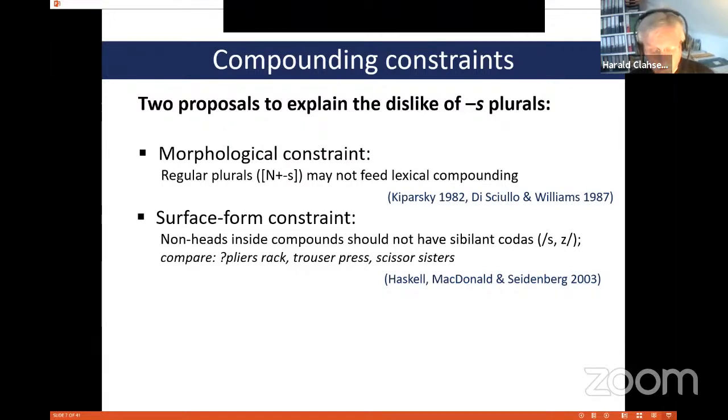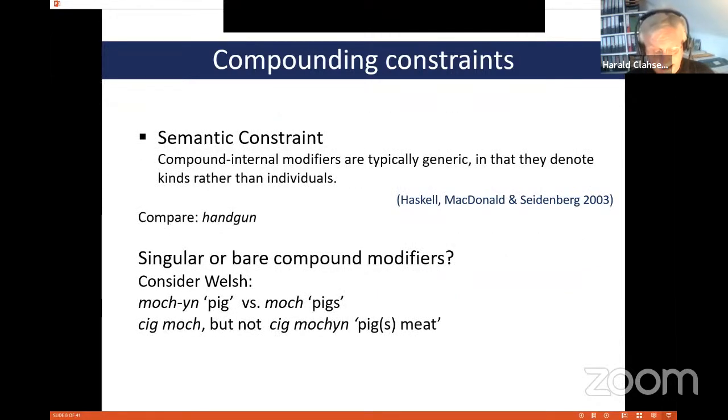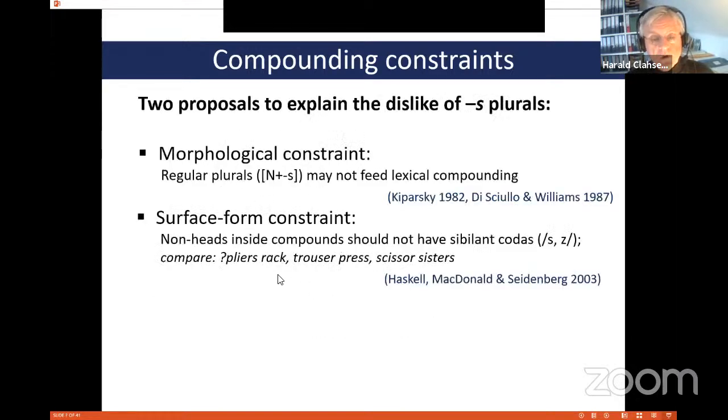As an alternative, it has been suggested that the ban on S plurals inside compounds is due to a surface form constraint, in that non-heads should not have the phonological form of a typical regular plural. So they should not have any sibilant codas. So this is a proposal by these guys here, Haskell and others. They observed that pluralia tantum nouns, for example, pliers rack, right? Or trousers are kind of marginal. They are marginally accepted. And that words like tweezers box, right? They resemble phonologically plurals, but are semantically singular, and are only marginally acceptable inside compounds, and that these items are often reduced to singular forms.